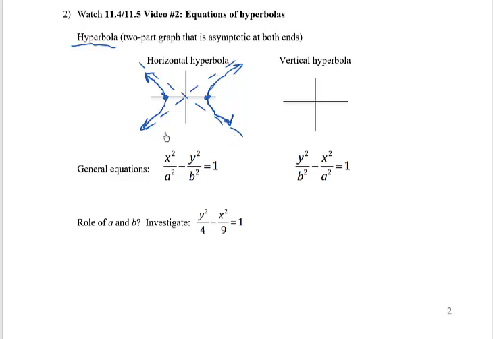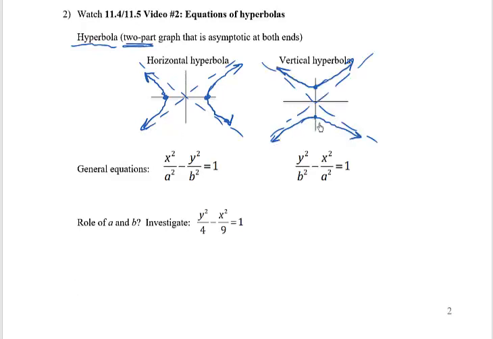Remember, an asymptote is a line that a graph gets really close to but never quite touches. The solid blue shape is the hyperbola. This is one hyperbola. It does come in two pieces, but it is one hyperbola. Two-part graph, asymptotic at both ends. You can also have a vertical hyperbola, which is the same idea, except the two pieces go up and down instead of side to side.